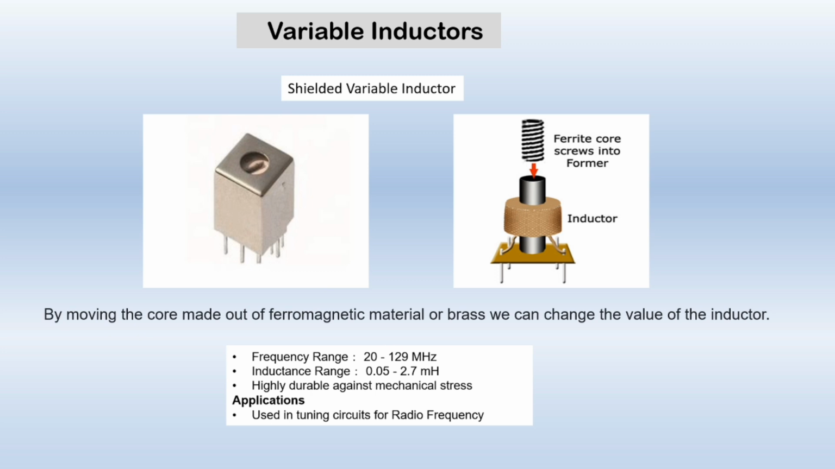Variable inductor. So we have the shielded variable inductor. As you can see in this diagram, it has a screw on the top of it. In this diagram, it is clearly shown that by rotating this core, we can change the value of the inductance. Its frequency ranges from 20 to 129 MHz and inductance ranges from 0.05 to 2.7 millihenry. It is highly durable against mechanical stress, and these inductors are used in tuning circuits for radio frequencies.